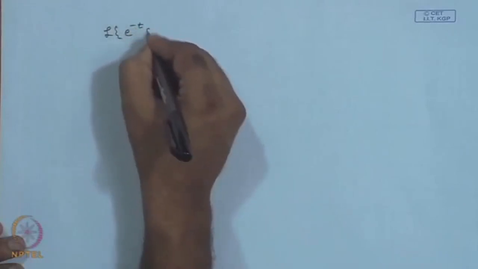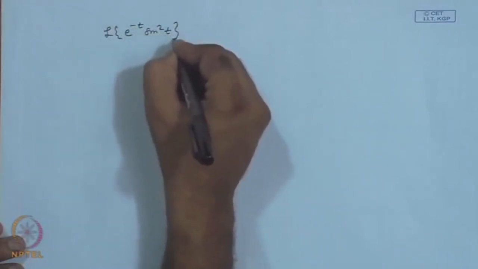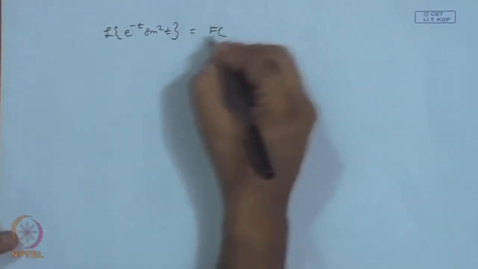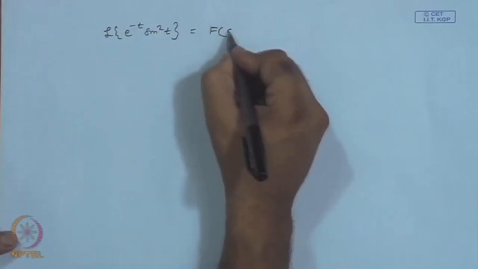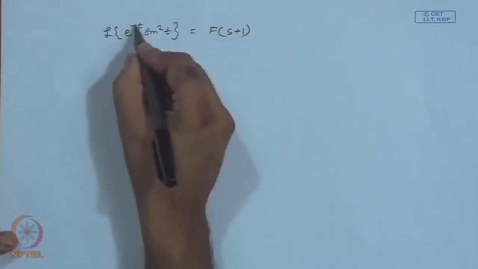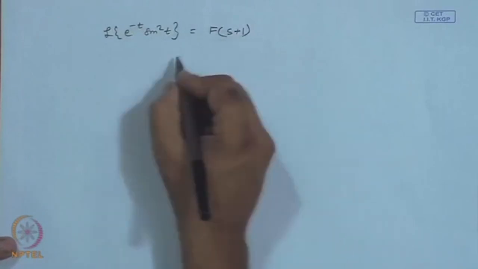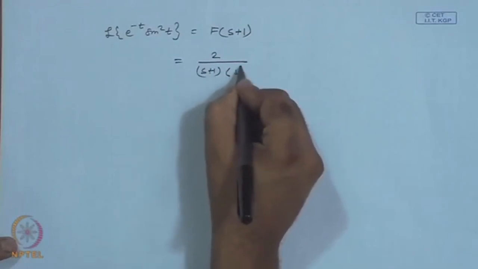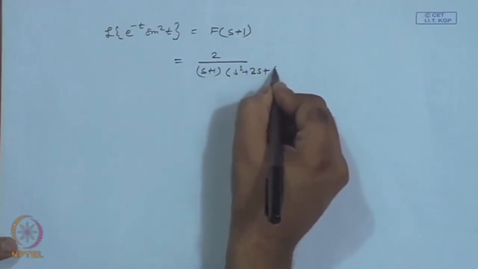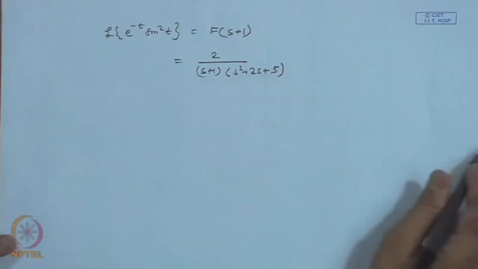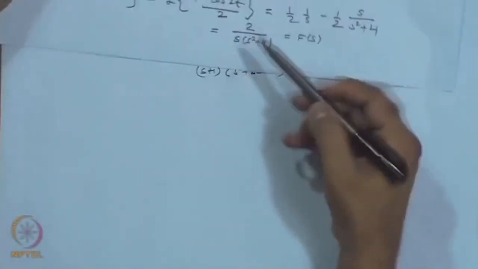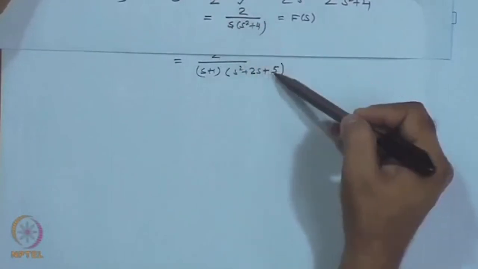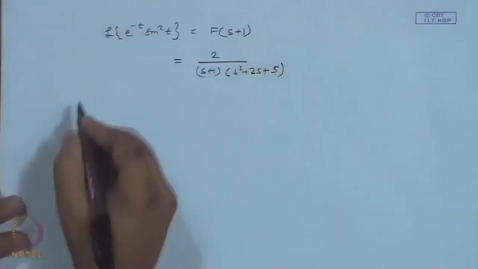Now we get the Laplace transform of e^{-t} sin^2 t. By the shift theorem we have F(s plus 1), because we have e^{-t} here. So we will get F(s plus 1). That means 2 over (s plus 1)(s^2 plus 2s plus 5), because here s becomes s plus 1, and also s^2 plus 4 becomes (s plus 1)^2 plus 4. So we will get simply this term.